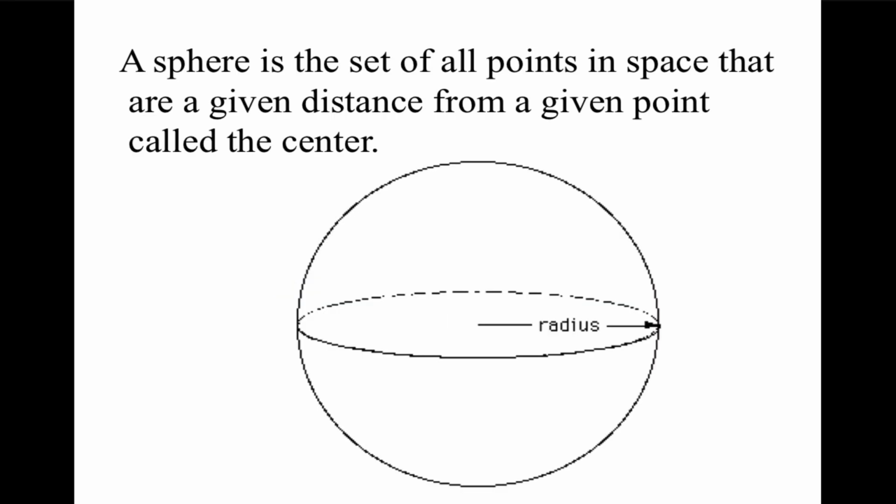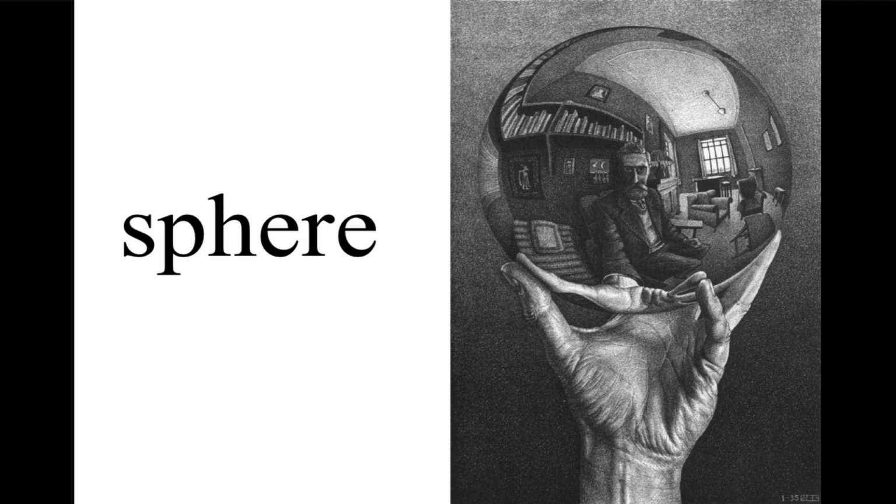Finally, a sphere is the set of all points in space that are a given distance from a given point, called the center. It's very similar to our definition of a circle. We just replaced on a plane with in space. So we have a 3D circle, or a ball. And it has a radius which we can measure. A famous drawing of a sphere by an artist you may recognize. That's right, it's M.C. Escher.